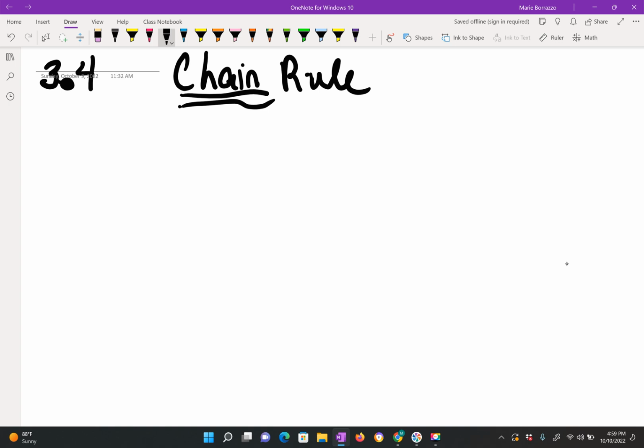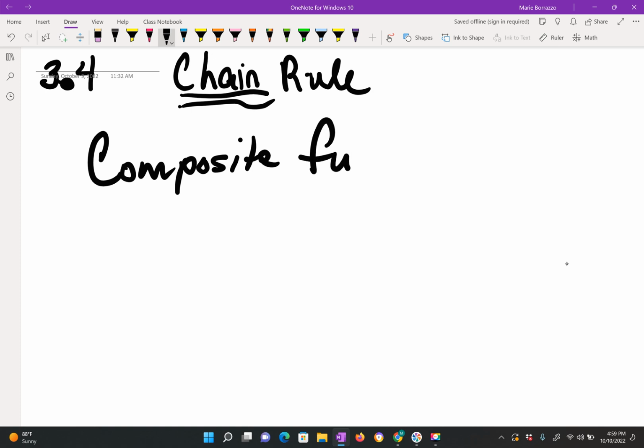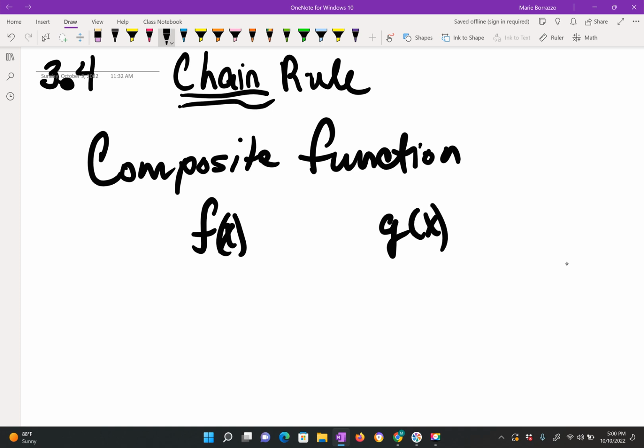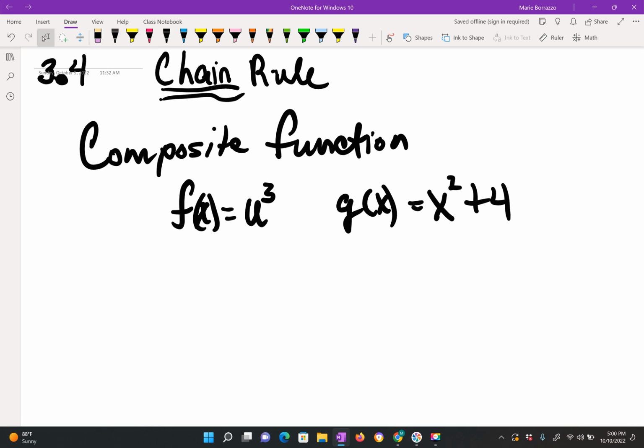All right. So are you familiar with what's called a composite function? This is what the chain rule has to do with. It is related to composition. It literally is a composite function. Say you have f of x and a function g of x. Let's say f of x is u cubed, and g of x is x squared plus 4. Two functions, and we're going to do a composite function, f of g of x.